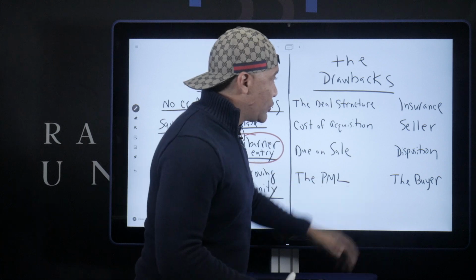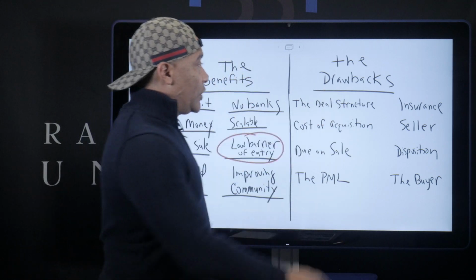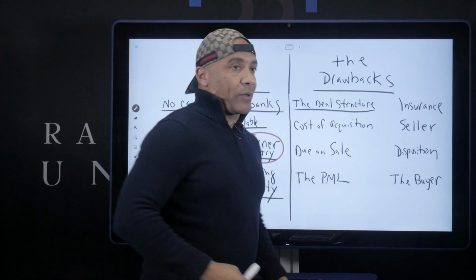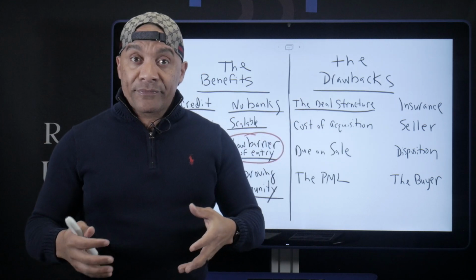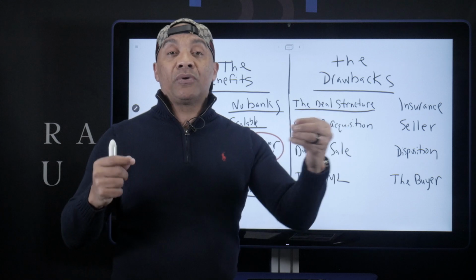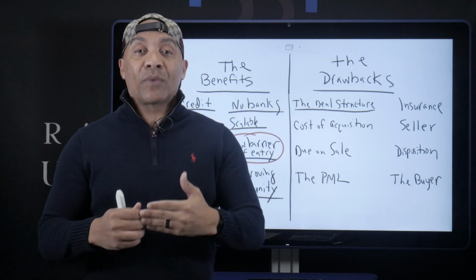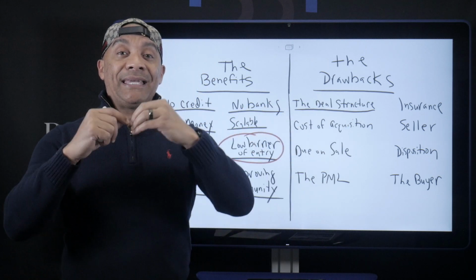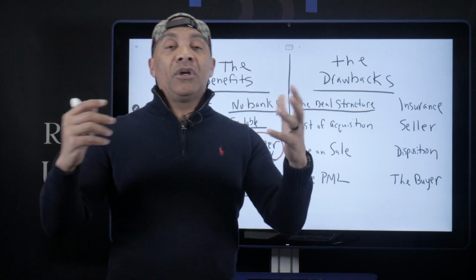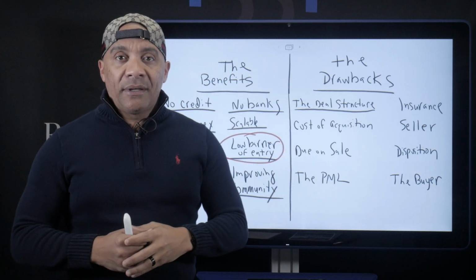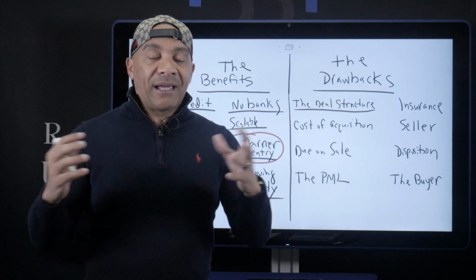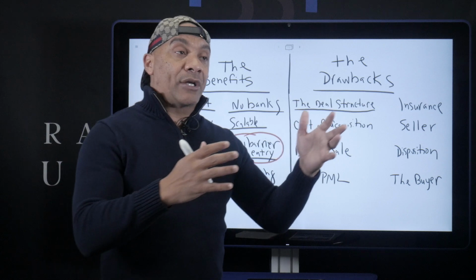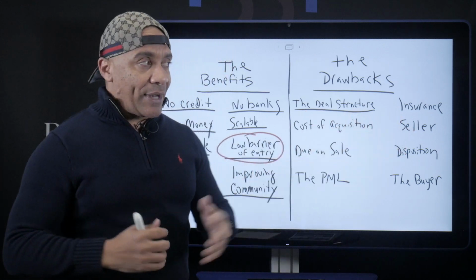Now let's look at the drawbacks. Well, one drawback is the deal structure, meaning that there are a lot of moving parts that you have to make sure are put together correctly when you're structuring a subject to or any creative real estate deal. Because if the deal is not structured correctly, then it can come back to bite you and it can come back to hurt the seller as well.